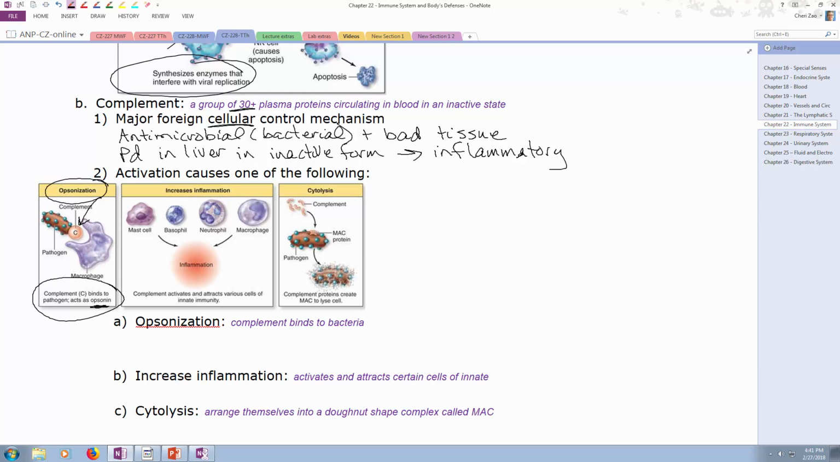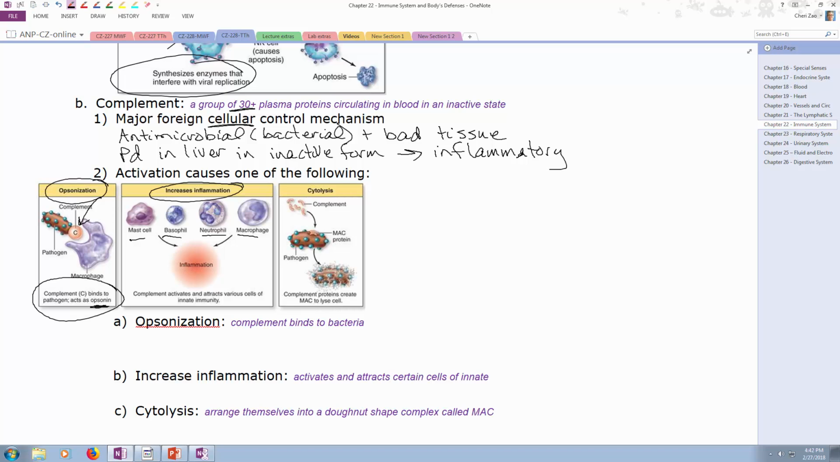Complement, when it's activated, can increase inflammation by bringing in mast cells, basophils, neutrophils, and macrophages chemotactically. So it is making a chemotactic trail for mast cells, basophils, neutrophils, and macrophages.